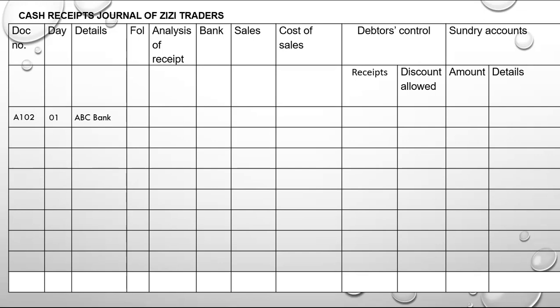Under analysis of receipts, I will have 50,000. Because this is the only thing that happened on the first, I will underline and take the amount to the bank. It's money that I received for a loan. So because it's money that I received for a loan, it'll go under sundry. And there I will write loan, semicolon, and then you will write ABC Bank. We good? Great. Easy, right? Let's go to the second one.